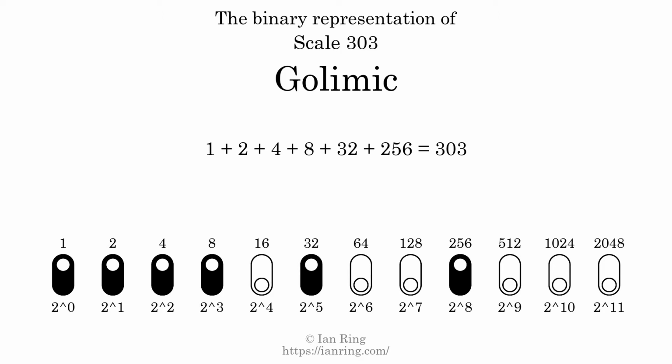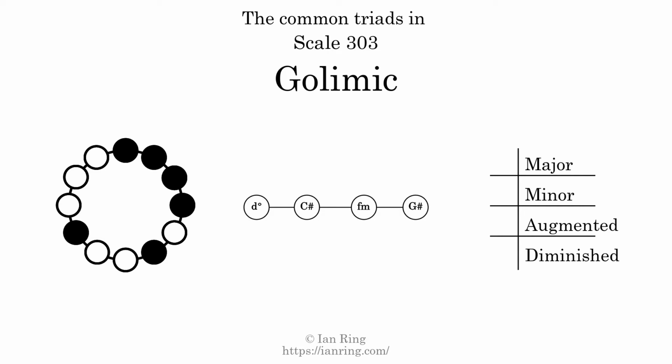The scale number not only enumerates the scale with a unique index, but it also literally describes the tonal content of the scale. Represented as a binary number in base 2, the scale number is 0001001011111. Here are the common triads present in this scale.